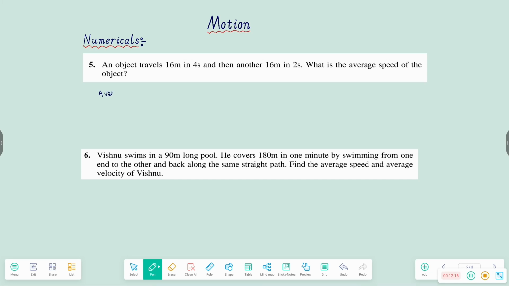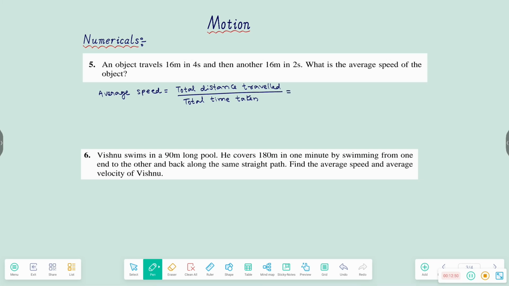So what is the average speed formula? Average speed is equal to total distance traveled by total time taken. So whenever you want average velocity or average speed, it is total distance traveled by total time taken.